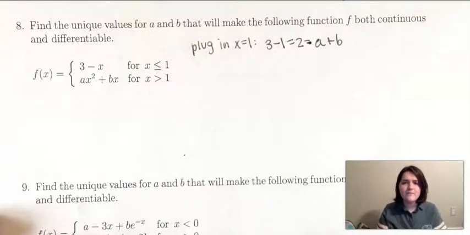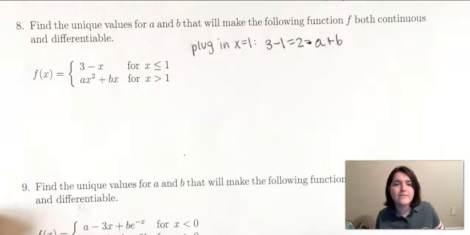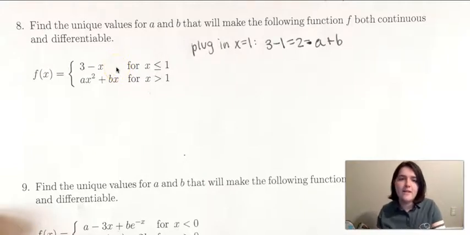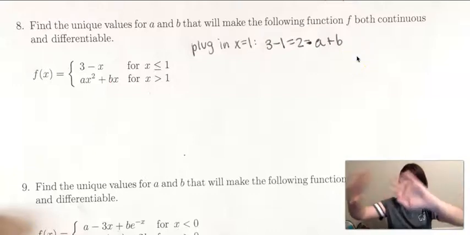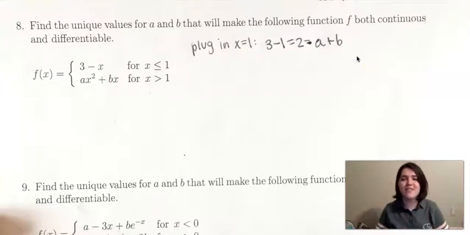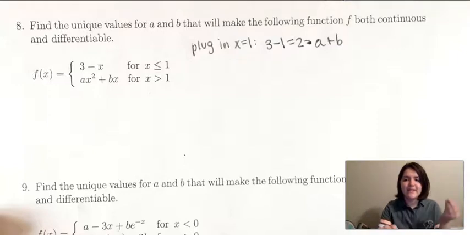So what we did here, we plugged in our 1. We have what would be our left side, our less than, this would be our 3 minus x. And then we plug in our 1. So 3 minus 1 is 2. So we have our left side. And then our right side, greater than or equal, it would be this whole thing, and then we're plugging in 1. So a plus b. We did our left side, we did our right side, we set them equal. We just did it in one very succinct step.